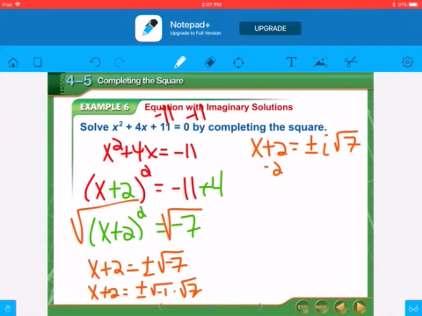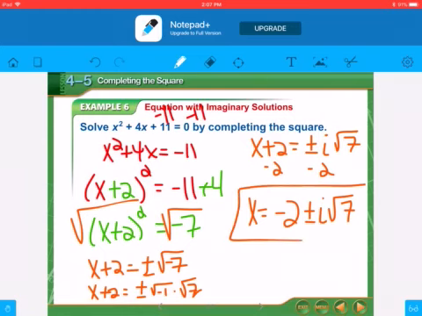And now I need to just subtract 2 from each side. So I get that x equals negative 2 plus or minus i radical 7. The i always goes in front of the radical, but your radical needs to come at the very, very end. So that's why I set it up like this. So your radical needs to be the very last thing in your problem.